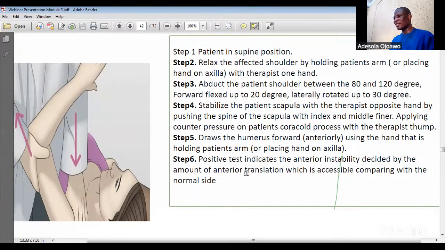So when you pull it gently, then that's an observation. Positive tests indicate anterior instability. So you are trying to see that the movement is small. Draw the humerus forward anteriorly using the hand that is holding the patient's arm. Positive tests indicate anterior instability, decided by the amount of anterior translocation you observe. So how much were you able to pull it? We call it anterior drag test. If you're able to pull it more, that shows that there's laxity of the anterior ligament and the patient can have anterior dislocation. So we call it anterior drag test.